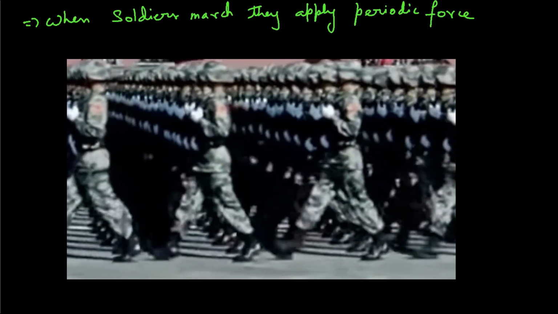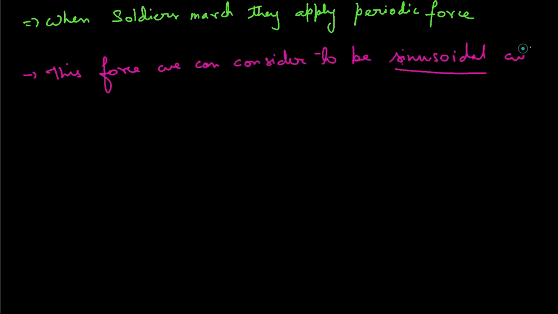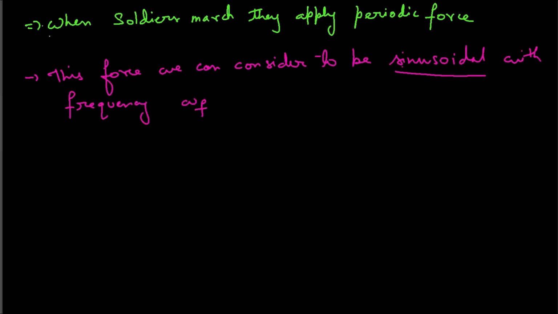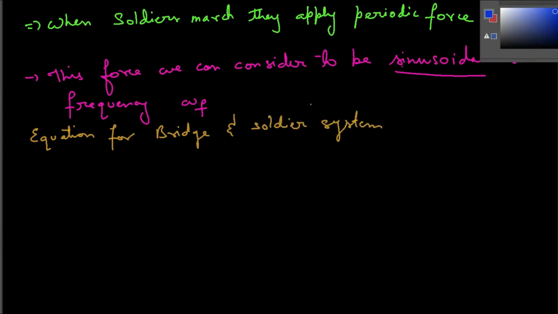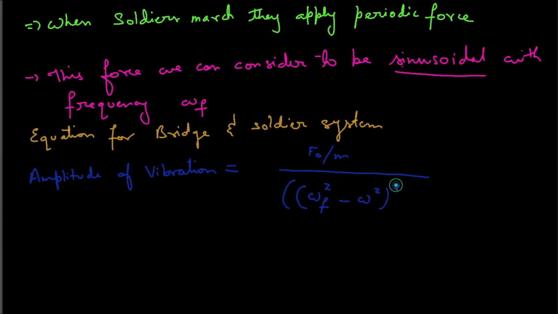Now, let's consider the force applied by the soldiers while marching. As you can see from the video, this force is rhythmic and we can assume it to be a sinusoidal force. Now consider the equation of the bridge and soldier system as shown here, where omega f is the frequency of the force applied by the soldiers and omega is the natural frequency of oscillation of the bridge.